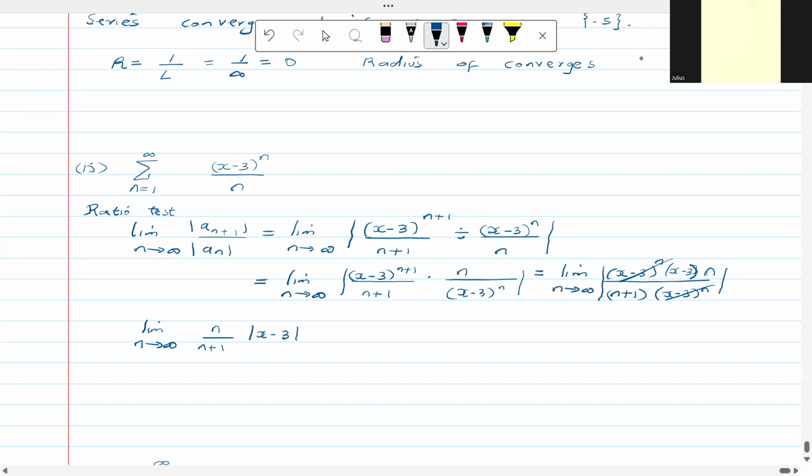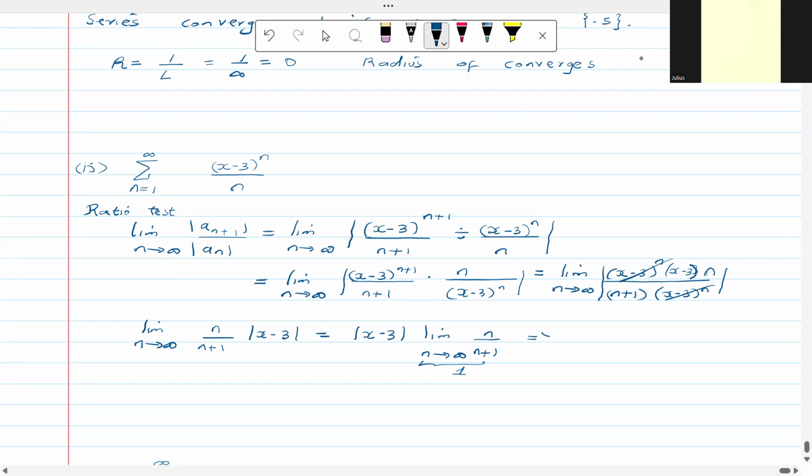We observe that x minus 3 doesn't have an n. You can factor out x minus 3, and then you find the limit as n tends to infinity of n over n plus 1. By now we know how to find the limit of this one. We just get interested in the highest power of n, which is n over n in the numerator and denominator. So the limit here equals 1, and that means our answer equals the absolute value of x minus 3.